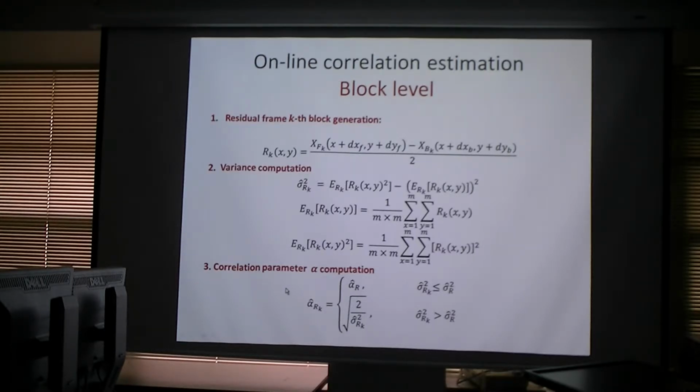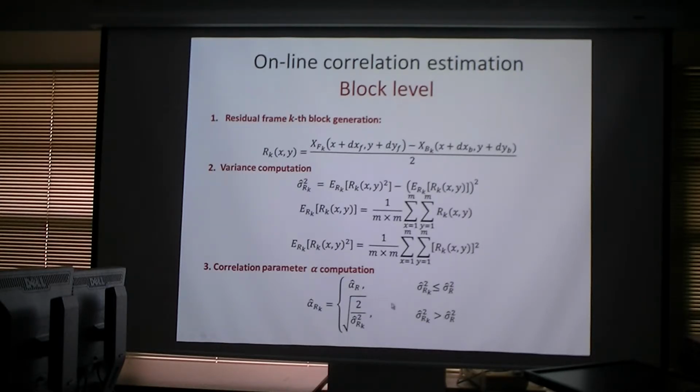And then here, the correlation parameter alpha computation has two cases. If the variance of the keys block is smaller than the variance of the residue frame R, it means that this interpolated block has higher quality than the average on the residue frames. So to maintain the uncertainty between the Wyner-Ziv frames and side information frames, this correlation parameter at this time is bounded by the value alpha R, which is calculated at the residue frame level.